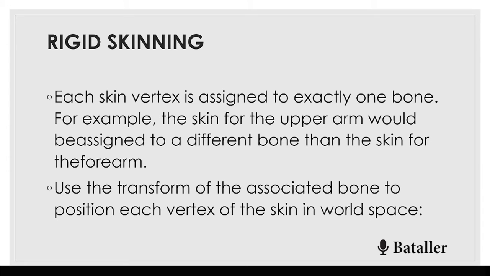Rigid skinning: each skin vertex is assigned to exactly one bone. For example, the skin for the upper arm would be assigned to a different bone than the skin for the forearm. Use the transform of the associated bone to position each vertex of the skin in world space.